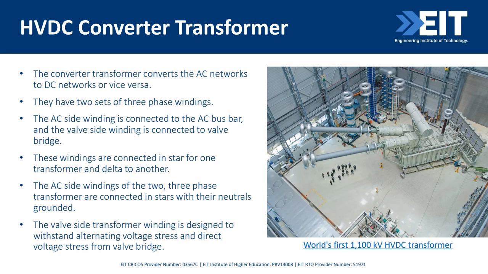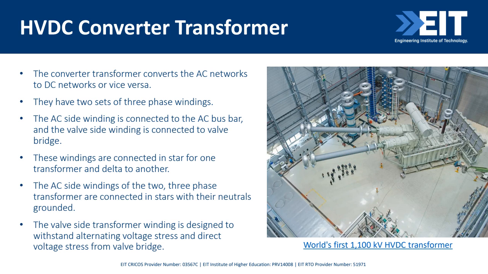The converter transformer converts AC networks to DC networks or vice versa. They have two sets of three-phase windings, so basically that can work both ways. The AC side winding is connected to the AC bus bar, and the valve side winding is connected to the valve bridge, right?